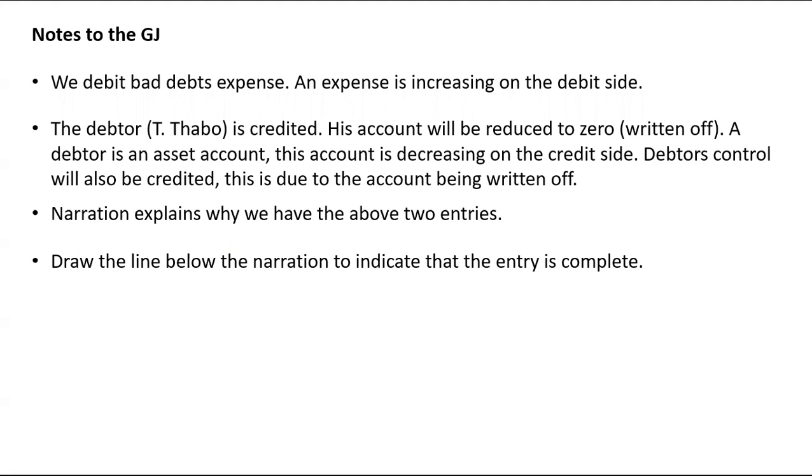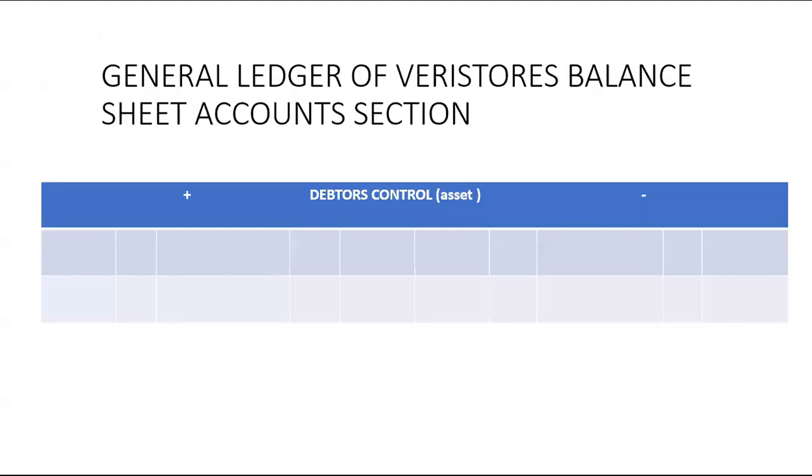Narration explains why we have the above two entries. And then you draw the line at the end of the narration to indicate that the entry is now complete. Let us look at how it will look in our general ledger.